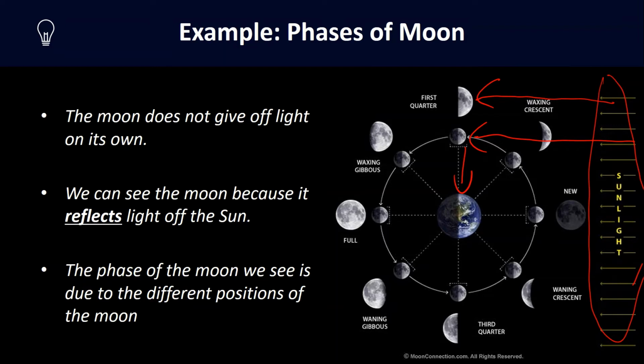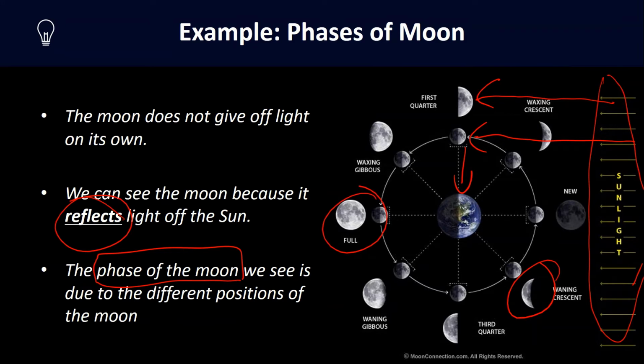But depending on the position of the moon relative to the earth at different times of the month, we will see different shapes of the moon because of the angle that we are looking at it. We can see the moon because it reflects light of the sun. The phase of the moon is what we call the different shapes, from the new moon, the crescent, to the full moon. It really depends on where the moon is.